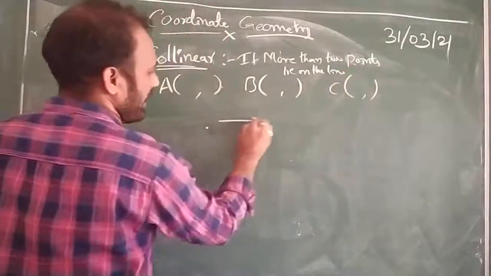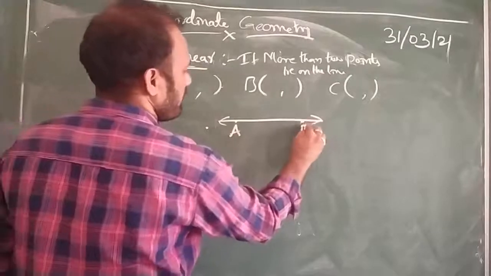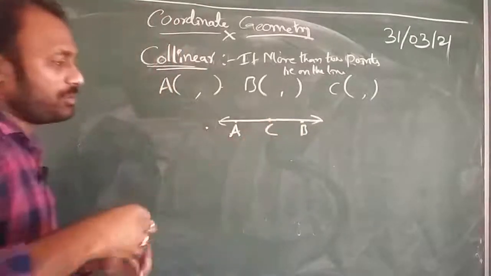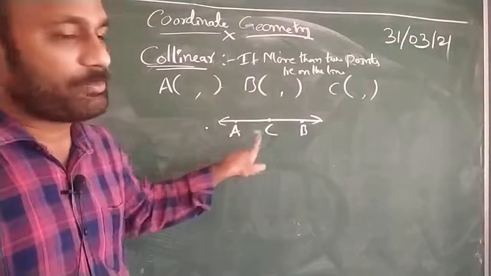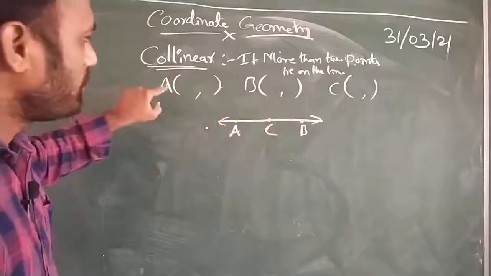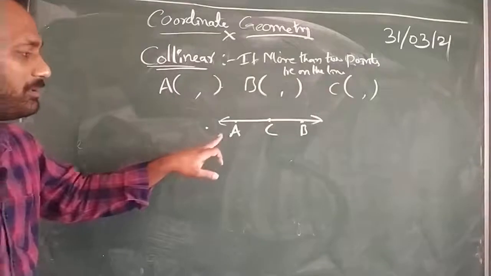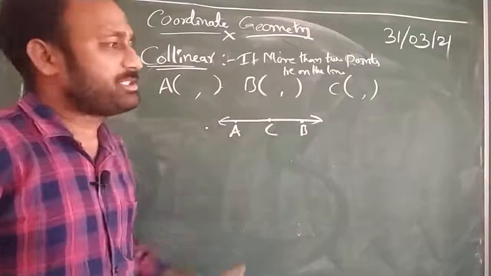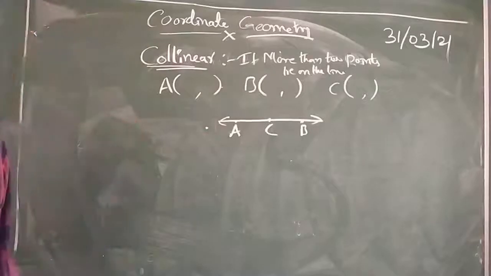So if you take a line, so it is point A, point B. If point C is also there on the line, then we can say that these 3 points are called collinear points. It may be 3, it may be 4 also. So if I want to call these 3 points collinear points, then the 3 points should be on the same line. So how to prove whether it is collinear or not in coordinate geometry?